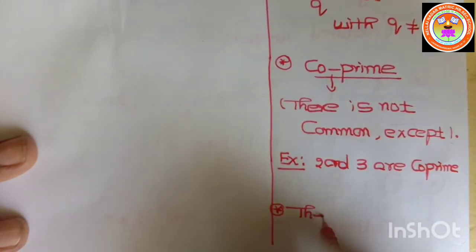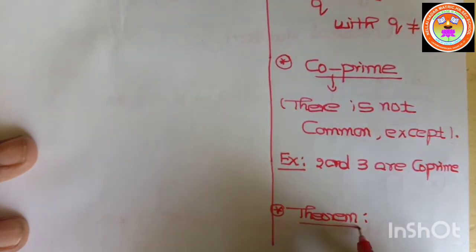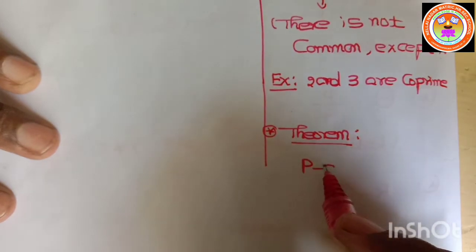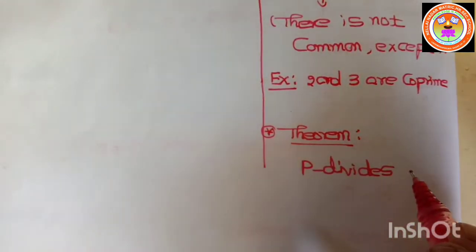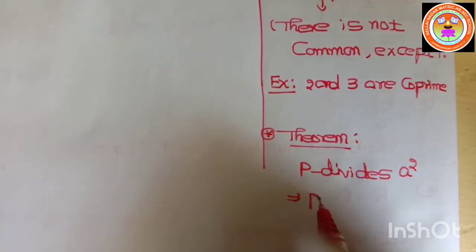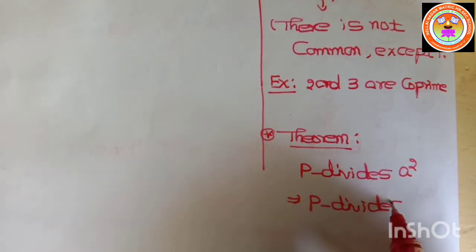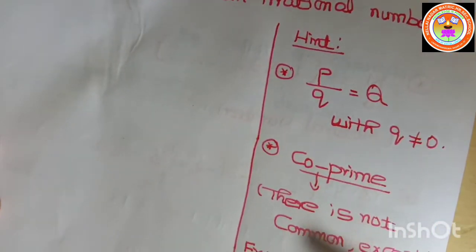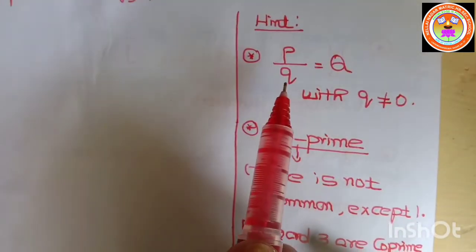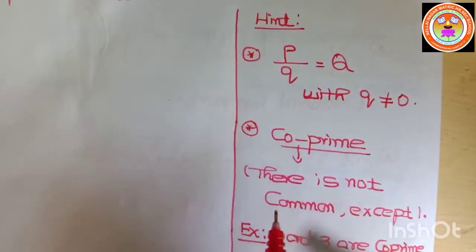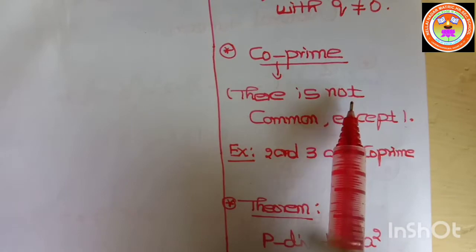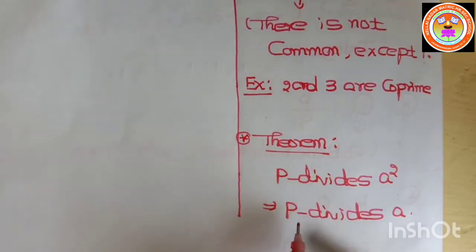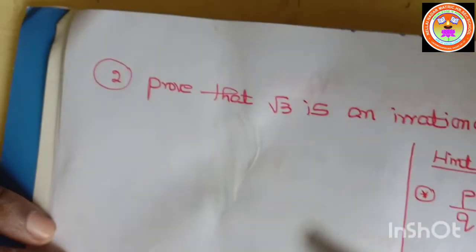Third hint, theorem. Here you want to apply the theorem. The theorem result is: if p divides a square, then p divides a. Now you want to apply this result. So totally 3 hints I've given. Hint 1: p by q is a fraction with q not equal to 0. Co-prime: no common factor except 1, 2 and 3 are co-prime. Theorem: p divides a square, then p divides a. These 3 hints are important.